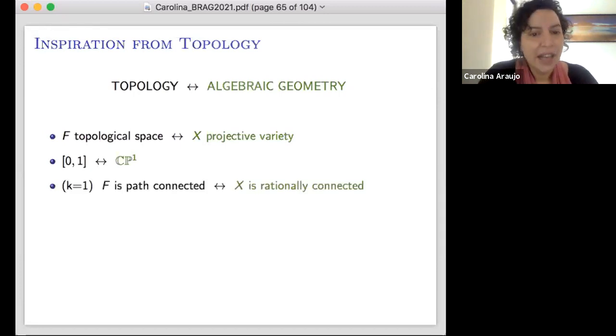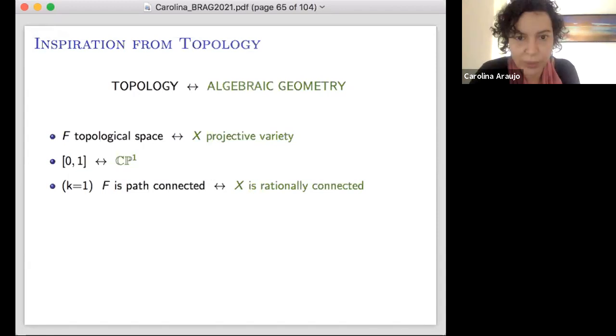And so the answer to the problem in topology for K equals 1, which was that F is path connected, if you translate using this dictionary, you get exactly that X is rationally connected. So any 2 points of X can be connected by a rational curve. And this was exactly the solution to the generalization of Tsen's theorem given by Graber, Harris, and Starr. So actually this was also the ultimate solution of the problem in algebraic geometry.